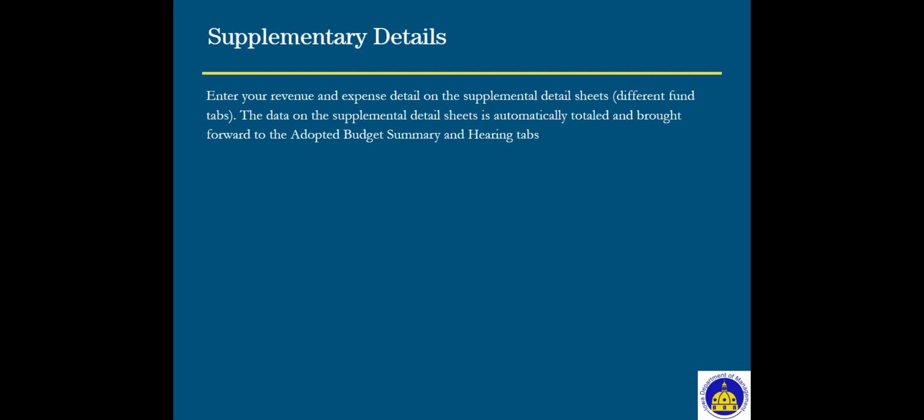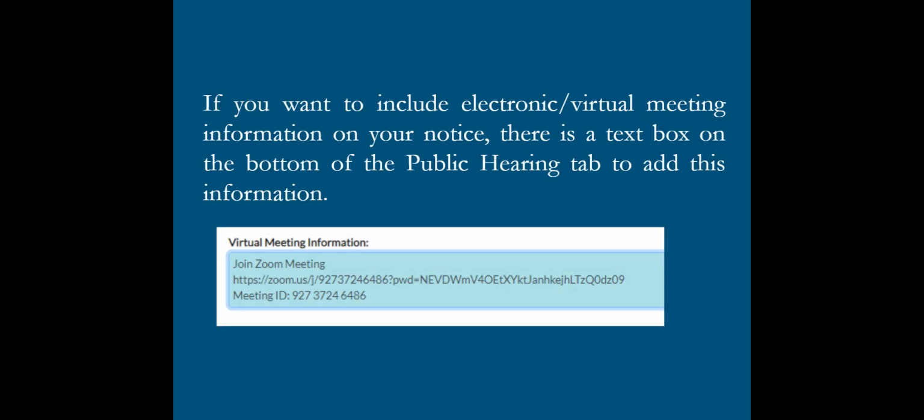Again, supplementary details, you're going to enter your revenue and expense detail on the supplemental detail sheets on all those different tabs. And the data on those sheets will automatically total and be brought forward to the adopted budget summary and hearing tabs. If you want to include additional electronic or virtual information on your notice, there is a text box in the bottom of the public hearing tab to add that information.